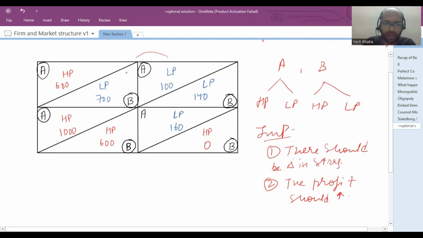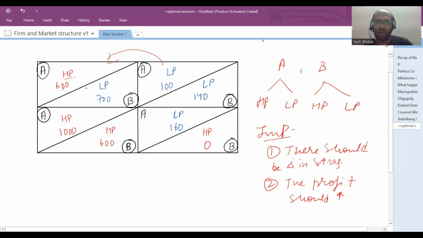Let me start with this quadrant now. Listen to me very carefully: we are assuming that this is the equilibrium. So is this the optimal situation for both A and B? A's strategy is low price and is earning 100, B's strategy is low price and earning 140. Is this the optimal condition? No, because A can move here, where it can charge high price and earn 600.